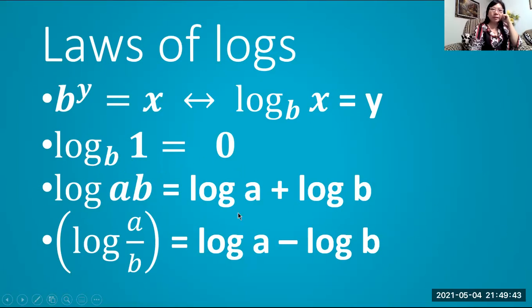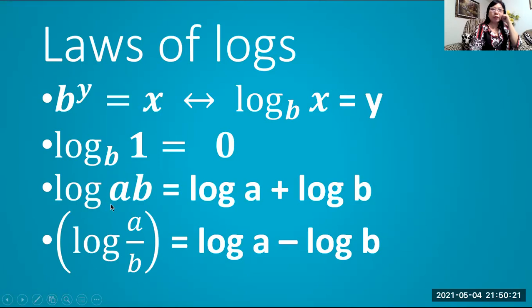The next law says that if you have a log of two numbers multiplied together, the log of a times b, it's the same as you separate them and you add them. So multiplication becomes addition. Log a add log b, you can join them in one log and multiply a with b.